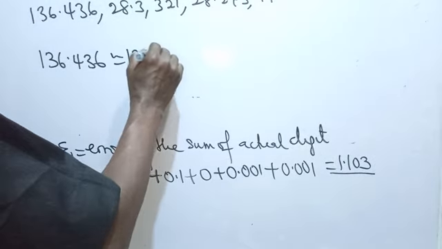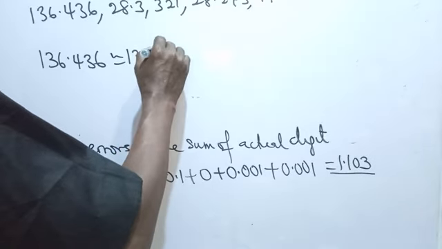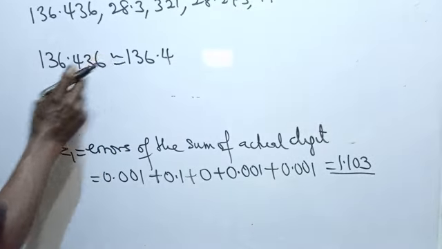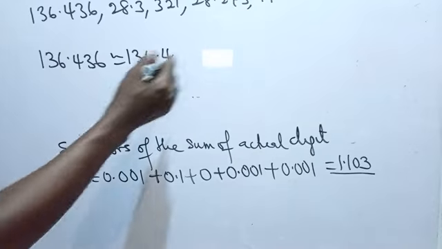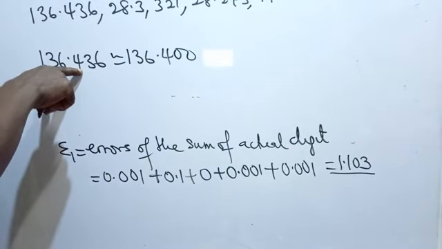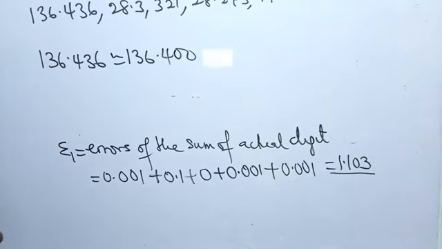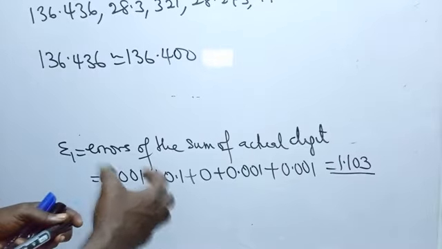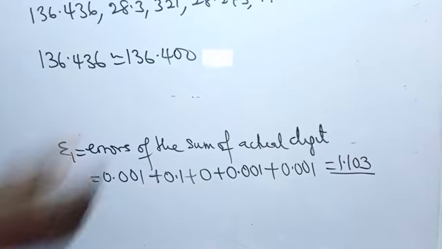So that gives 136.4. The remaining numbers there will be 0. You can write 0, 0 if you like to replace them, because after the first digit after the decimal, the next is not up to 5. You can only round up a number that is 5 upwards.